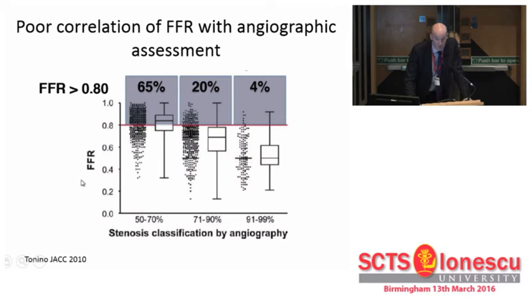However, particularly for intermediate lesions, so 50 to 70%, a significant amount, 65% will be suggested to be significant when actually it turns out they're not. That obviously becomes less as it becomes tighter, but you can see that it does cut both ways. Sometimes things are thought of as to be not significant when actually they are.